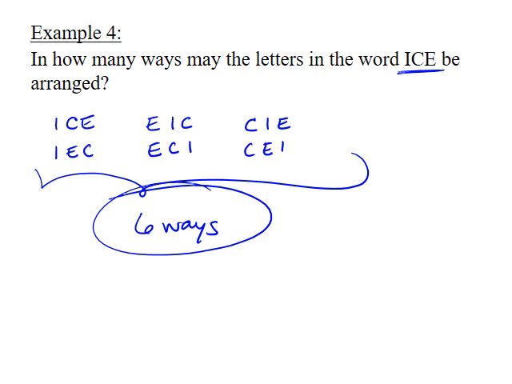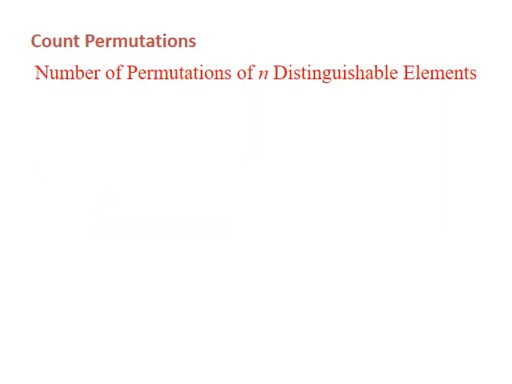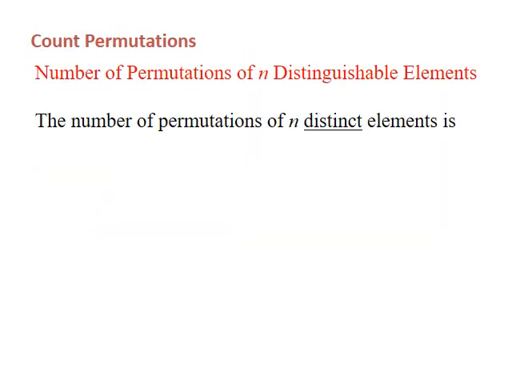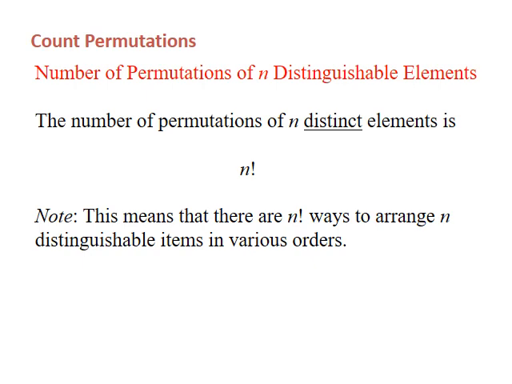This is basically a permutation. In our previous example, the letters were distinguishable because they were different. They are distinct. I is different than C is different than E. So they are distinguishable. They are distinct. They are different.